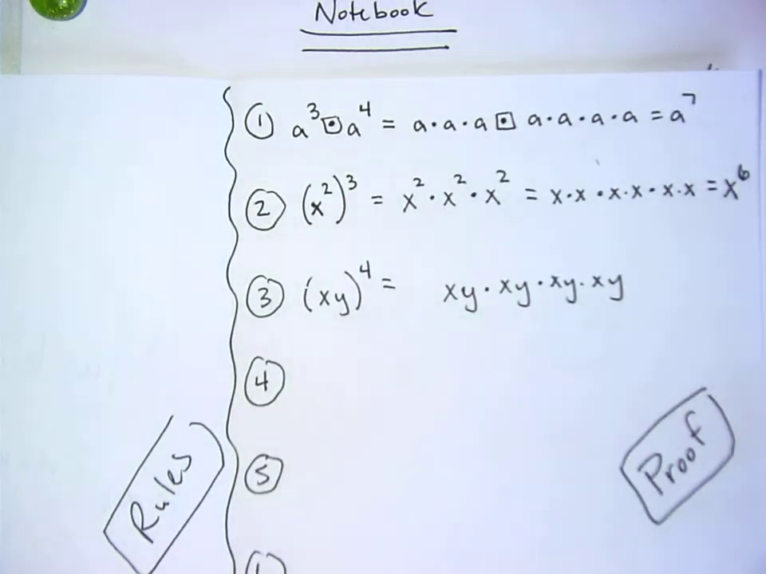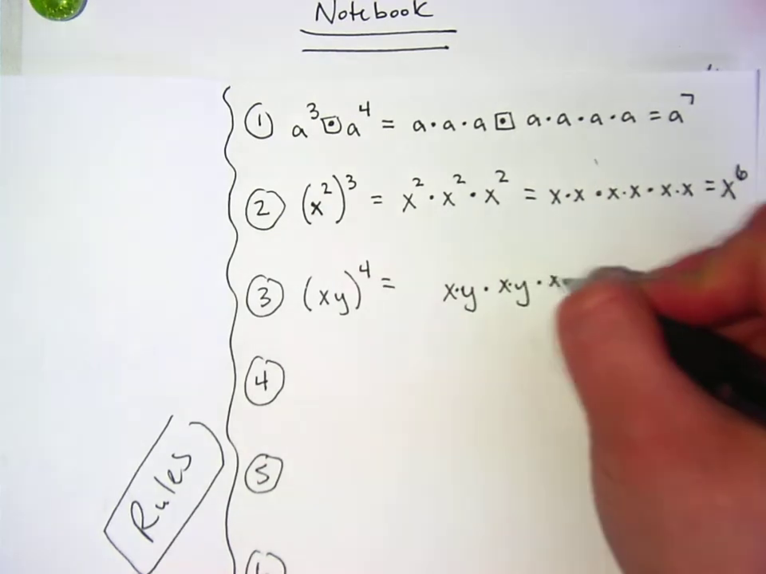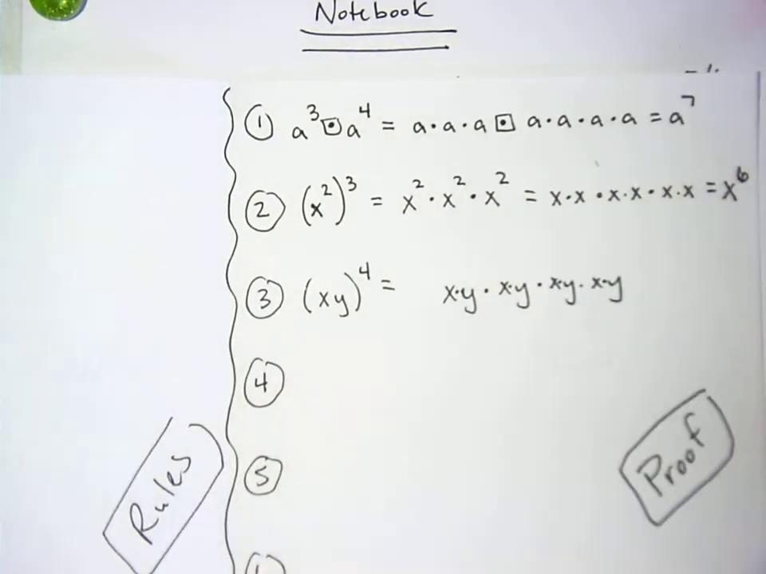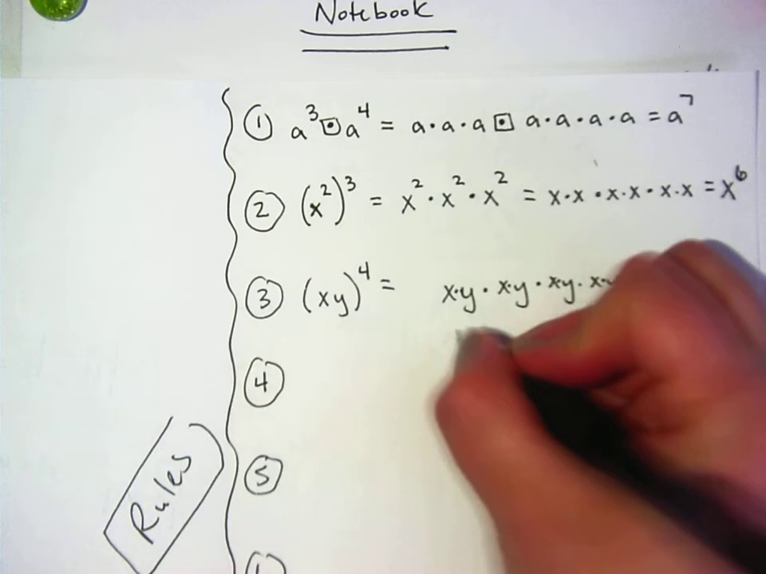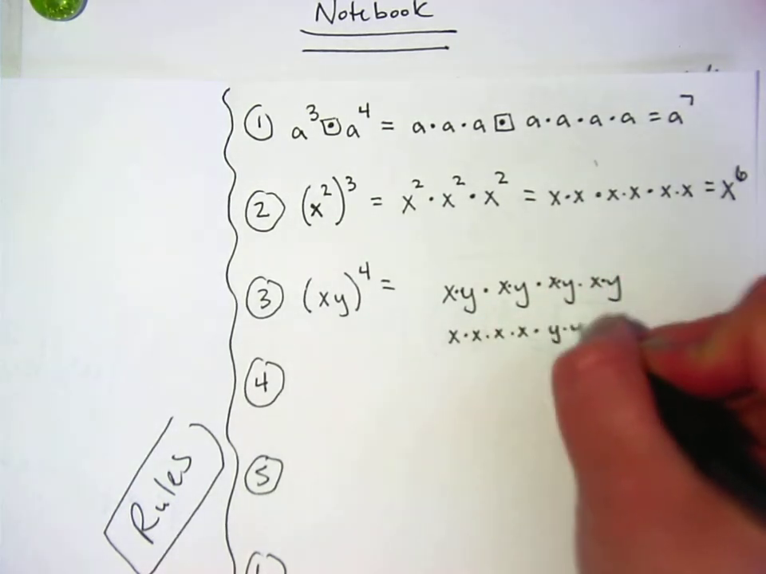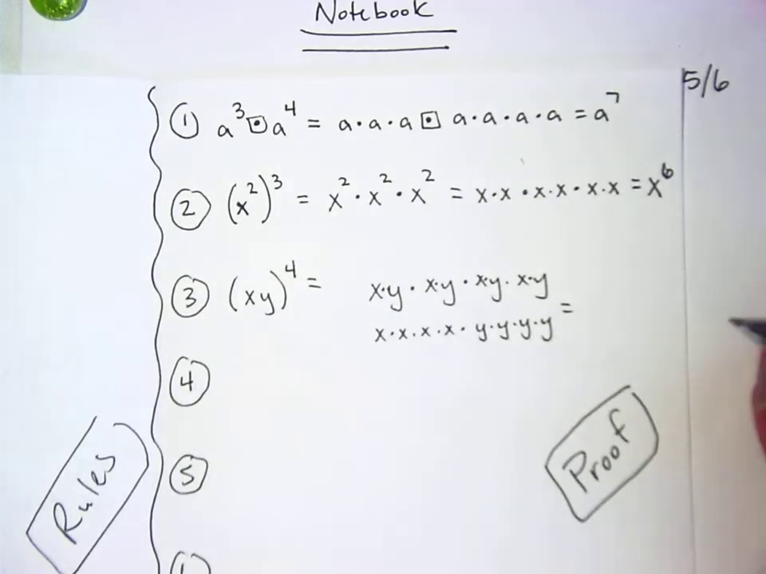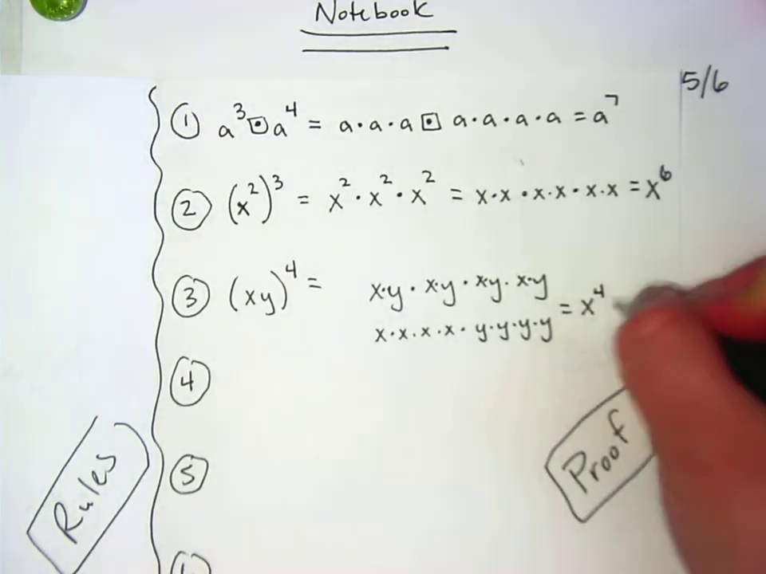Now, do you guys agree that xy is just x times y? Okay, now can you multiply things in any order? Does it matter the order? Is 2 times 3 the same thing as 3 times 2? Okay. All right, so I'm just going to rearrange them and say this is x times x times x times x times y times y times y times y. You guys all good with that? And that's the same thing as what? X to the 4th times y to the 4th.